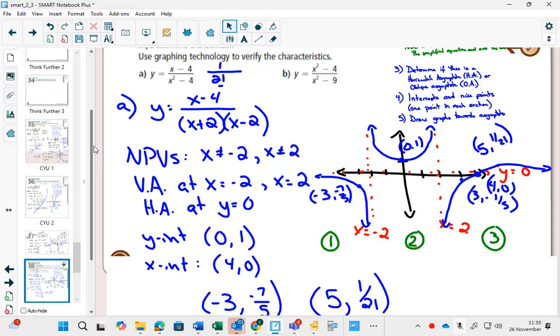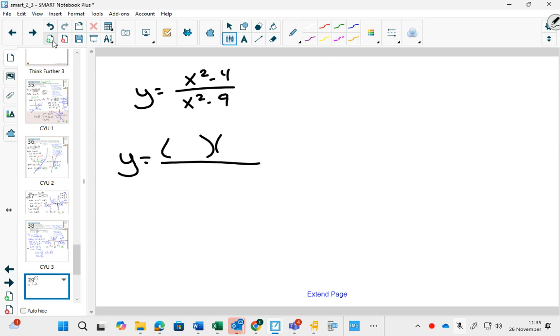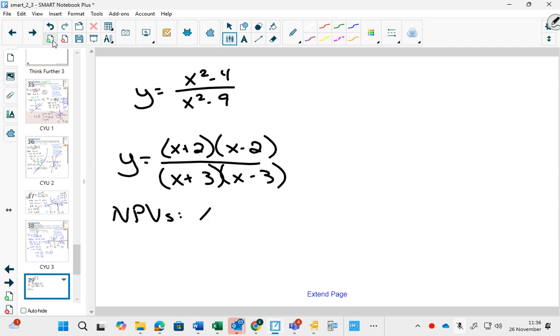All right, let's do B on a new page. (x squared minus 4) over (x squared minus 9). There's the original equation. Step 1, factor the difference of squares on the top, the difference of squares on the bottom. List your non-permissible values. x can't equal negative 3 and x can't equal 3.